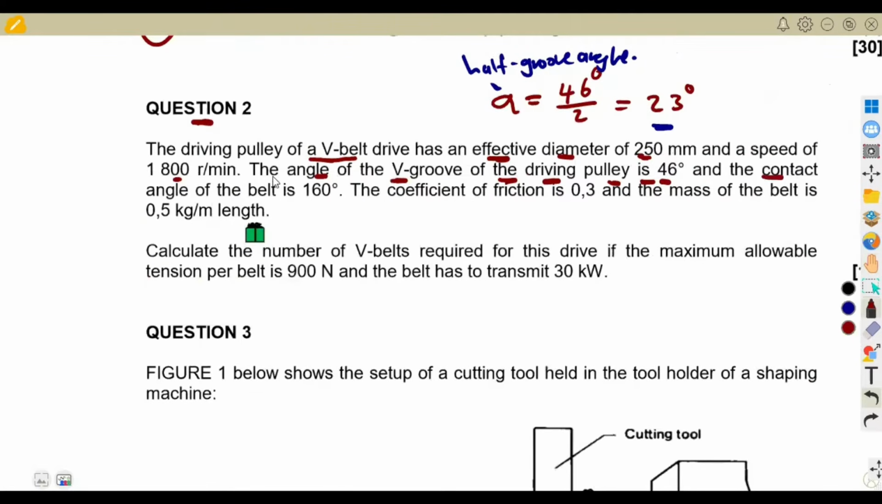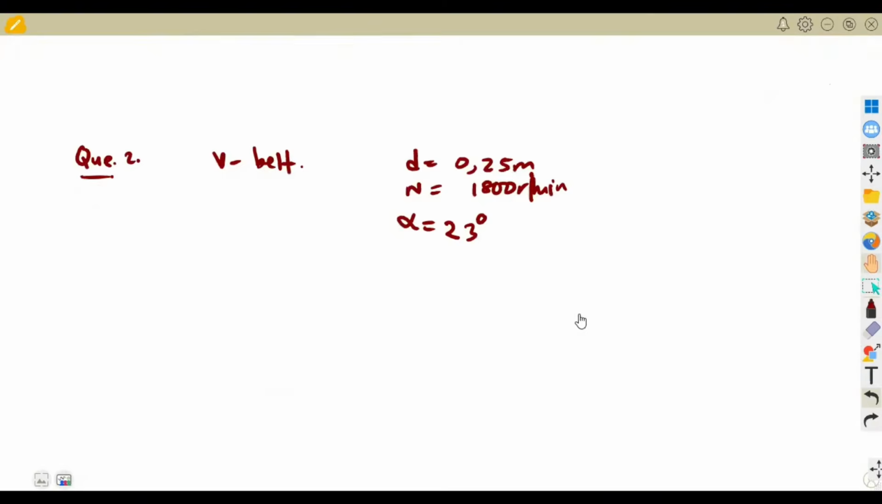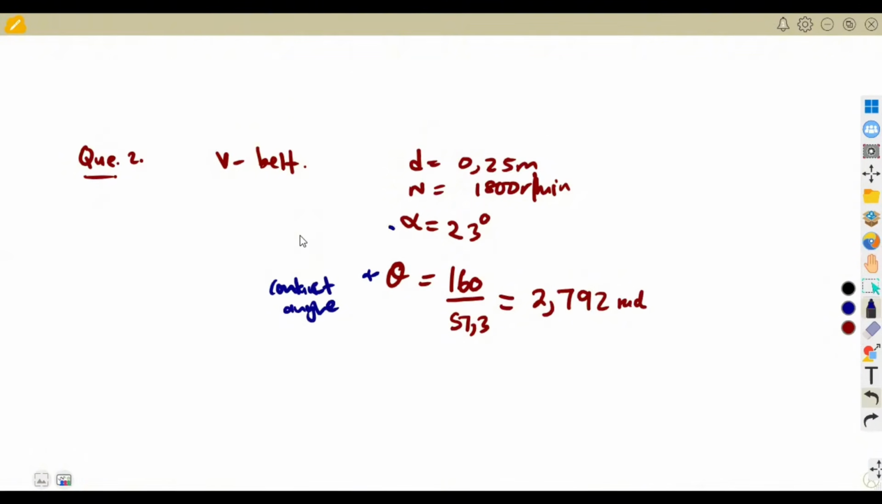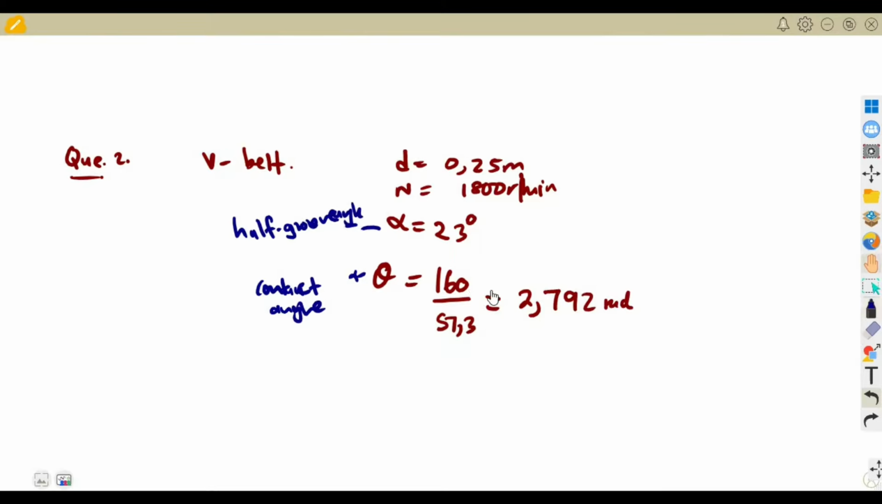Then we are given the contact angle of the belt of 160 degrees, which is theta, and theta is supposed to be in radians. How do we convert degrees to radians? We divide by 57,3. So this will give you 2,792 in radians. So that's our contact angle. Do not forget, we've got the contact angle, and this one is our half groove angle. All right, so that is the idea there.